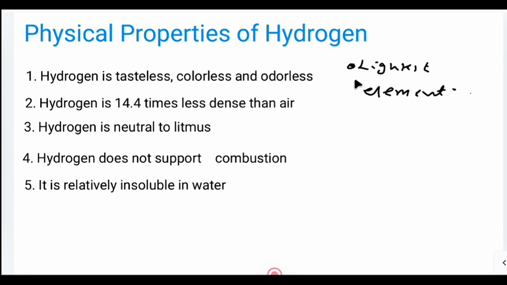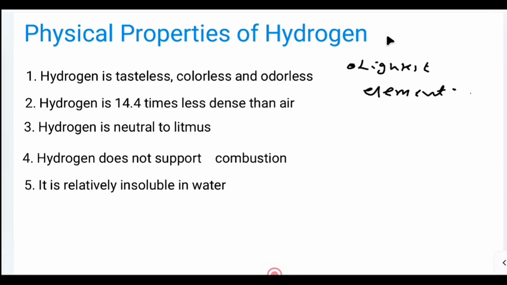Hydrogen does not affect litmus. In other words, if you put a blue litmus paper into a jar containing hydrogen, it will remain blue. And if you put in red, it will remain red. It doesn't turn blue litmus red or red litmus blue.